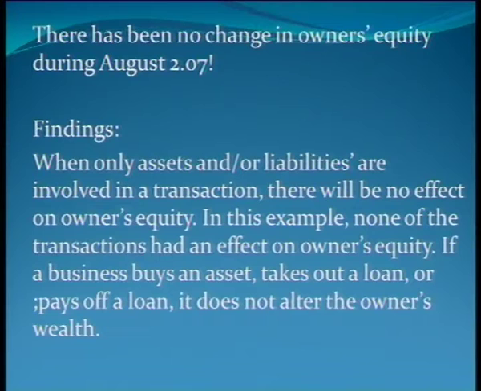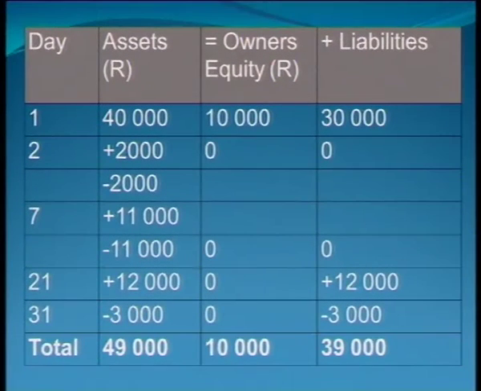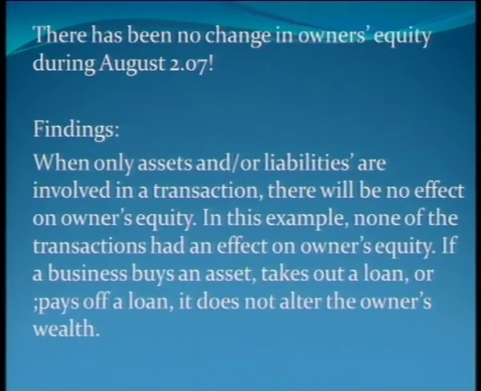Findings. When only assets and/or liabilities are involved in a transaction, there will be no effect on owner's equity. This can clearly be demonstrated if you look at day 2, day 7, and even day 21 and 31. If only assets and liabilities are involved in a transaction, your owner's equity is not affected. In this example, none of the transactions had an effect on owner's equity. If a business buys an asset, takes out a loan, or pays off a loan, it does not alter the owner's wealth.